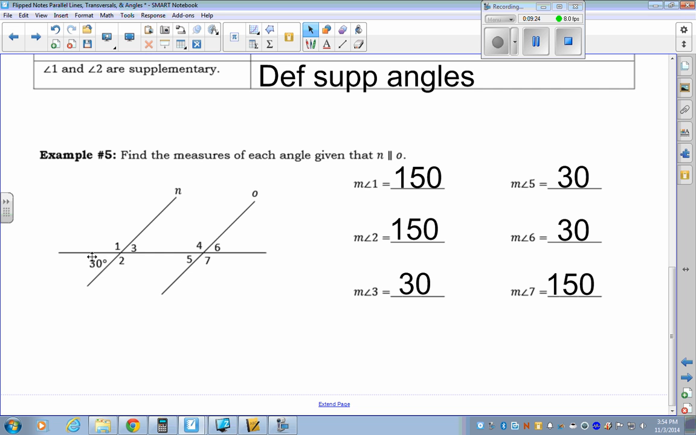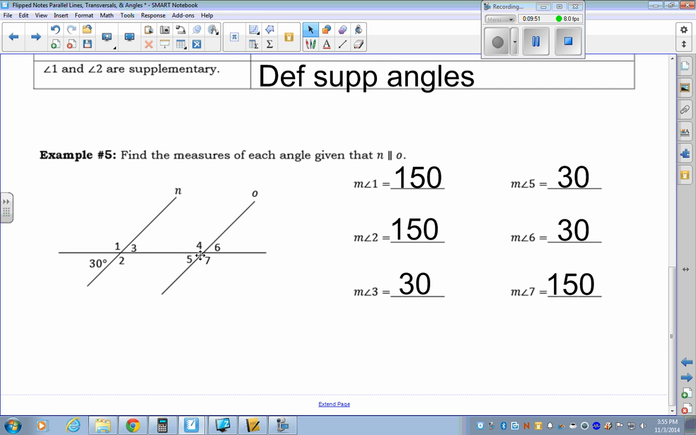So if this angle given to us is 30, then angle 1 has to be 150 because they're supplementary. They form a linear pair. And angle 2 must be 150 because it's vertical to angle 1. And angle 3 must be 30 because either it's vertical to our 30-degree angle or it's a linear pair with angle 2 and also with angle 1. So we could find it by subtracting from 180.